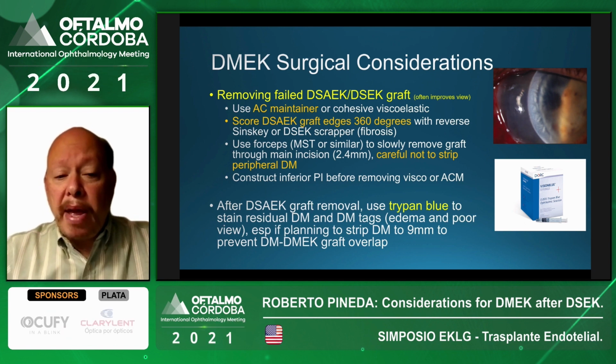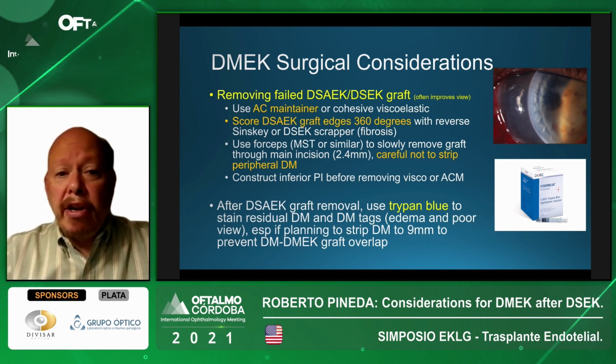You can use the trypan blue to stain for residual Descemet's membrane or tags. This is, again, especially important if you're stripping Descemet's to 9 millimeters to prevent that DMEK graft overlap that was mentioned earlier. Here you can see a case.